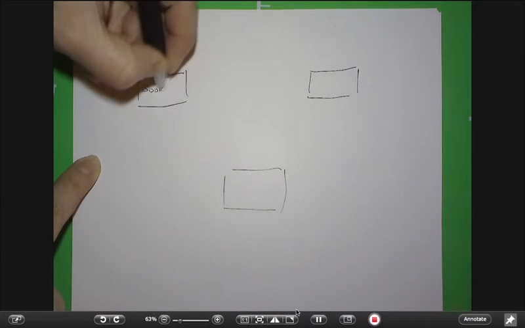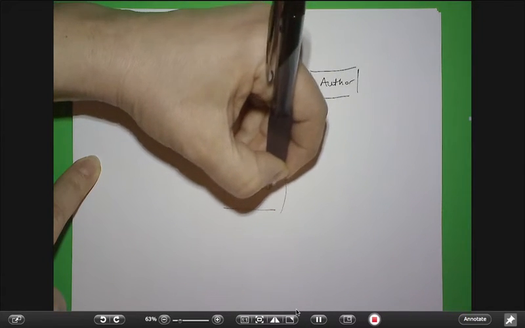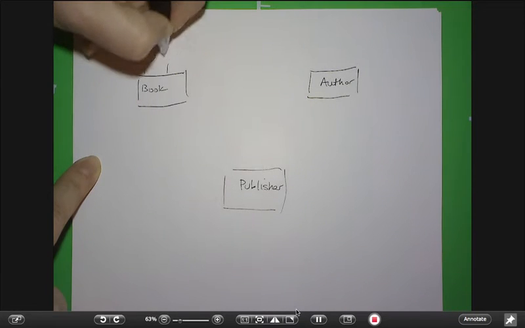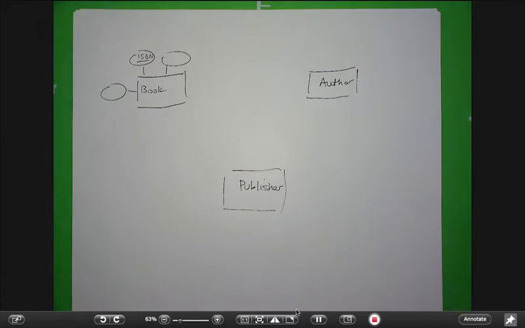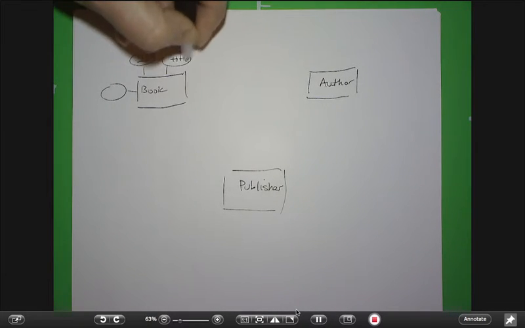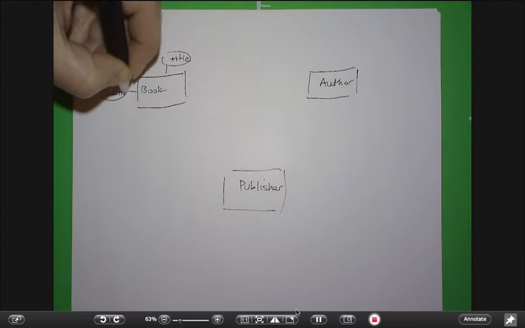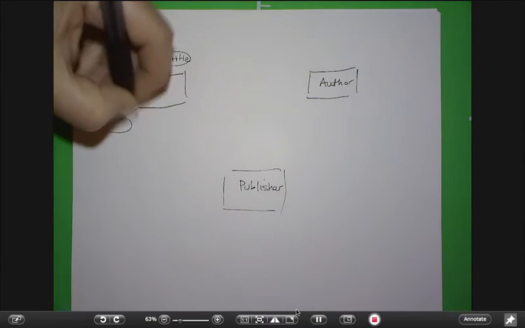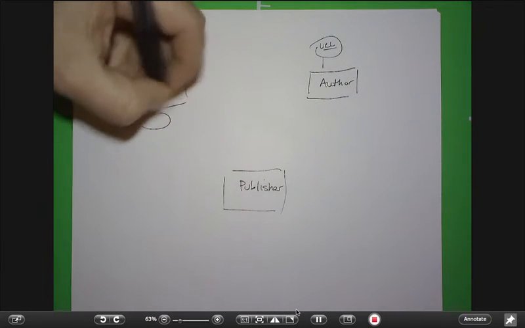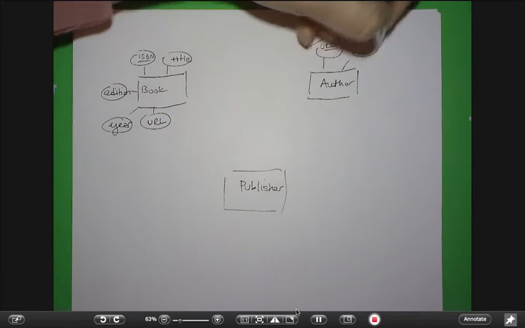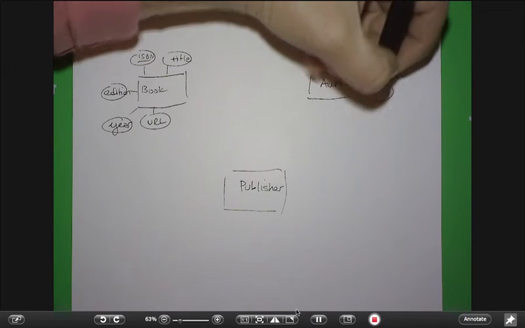Like book, author, and publisher. And then you have attributes as this. So I had ISBN, title, I'm going to put only a few of them. Edition, year. Author has a URL, first name, last name, and bio.